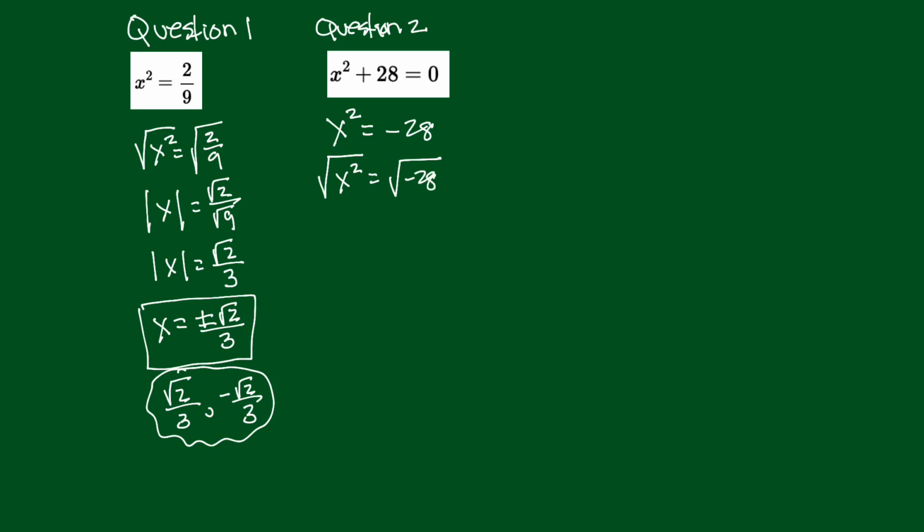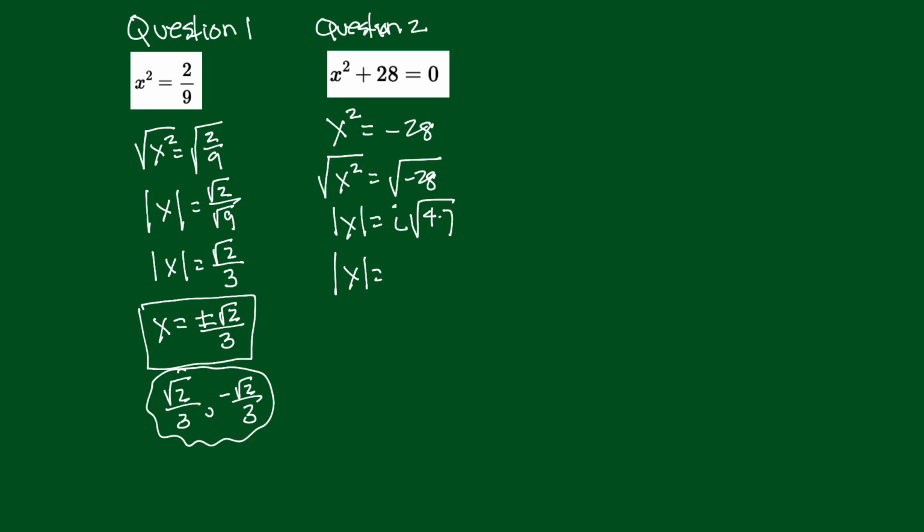On the left side, the square root of x squared is the absolute value of x. And on the right side, well, first of all, I can take that i out. And that 28, can you break it into two numbers, one of which you know the square root? How about 4 times 7? Now, I'm going to leave that absolute value on the left side for a minute here.